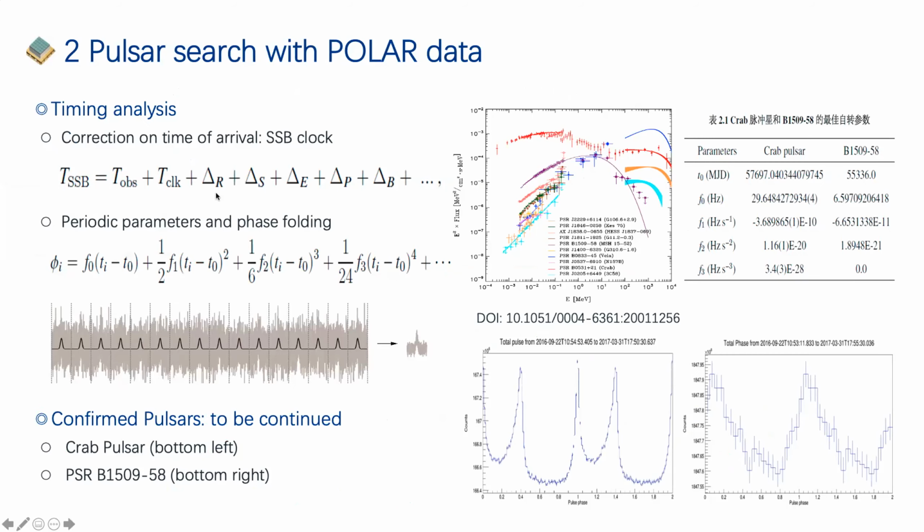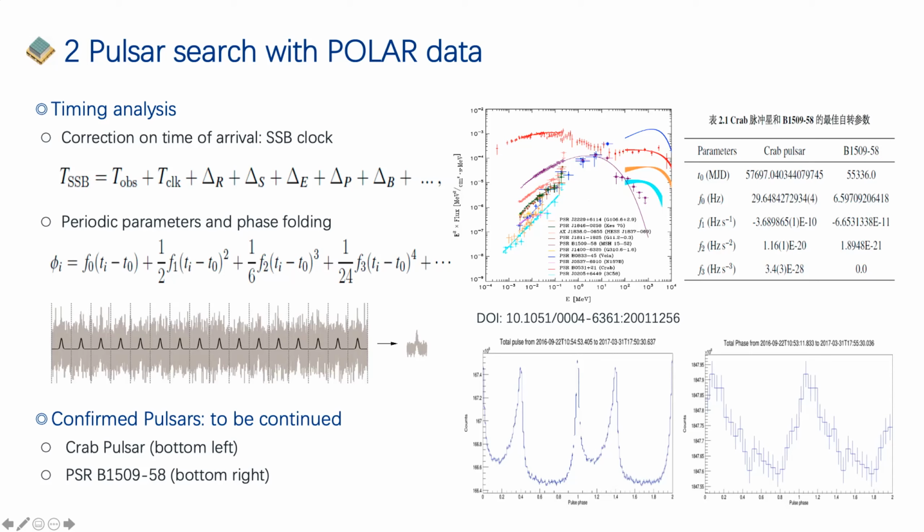At first, for each photon observed by POLAR, we corrected its time of arrival with respect to the source position and the solar system barycenter clock. And then we tried to search the periodic parameters and to get folded pulsation. This middle left plot shows you the way of phase folding to obtain pulsation from noisy data. Then based on the intensity of known pulsars in our sensitive energy band, we tried to search signals of pulsars in order from bright to faint.